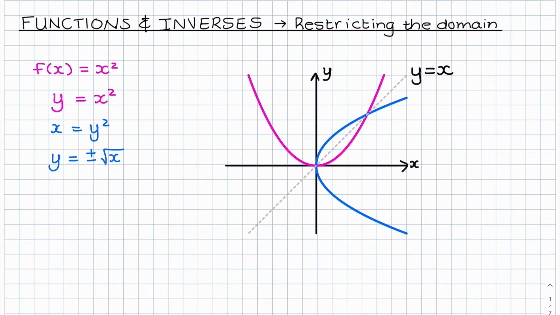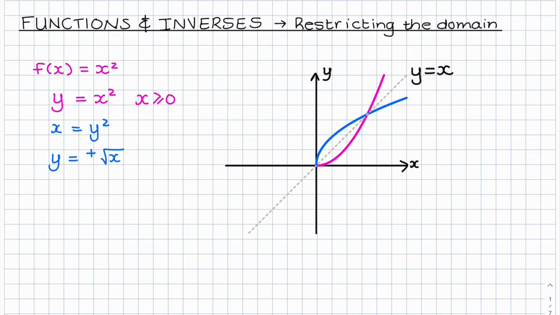So what we can do is we can actually restrict the domain of the original graph. So let's only focus on positive x values. And so that's going to get rid of the left arm of the original graph. And then when we find the inverse, we are actually going to only get positive values, and the inverse graph will then look like that.